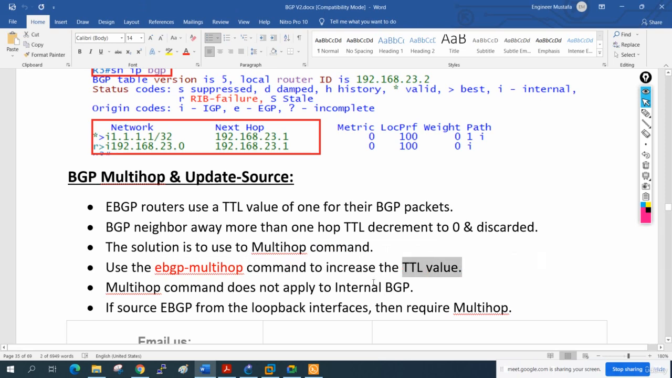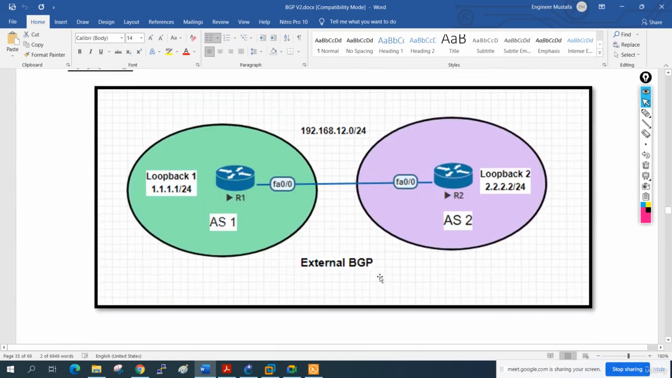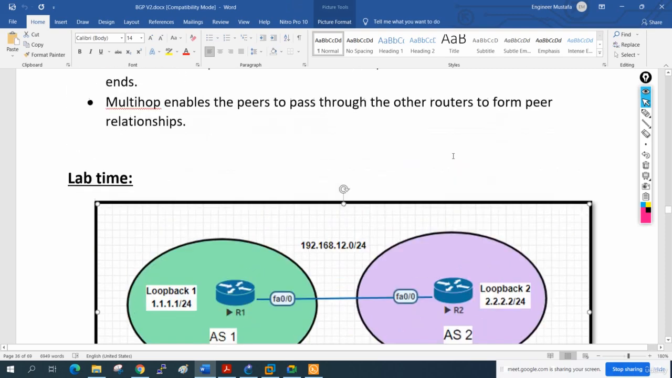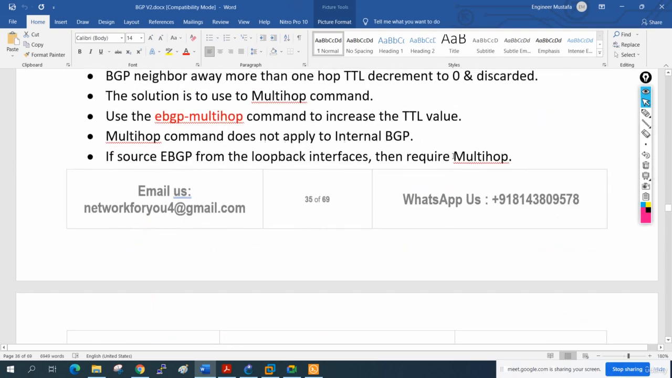So you can say whenever we are configuring the eBGP, by default we have the TTL value as 1. If we are making a neighborship from this loopback to this loopback, or from here to this loopback, our TTL value will reduce and it becomes 0. Then our packet will drop and it will not form the neighborship. So we need to increase the TTL value.